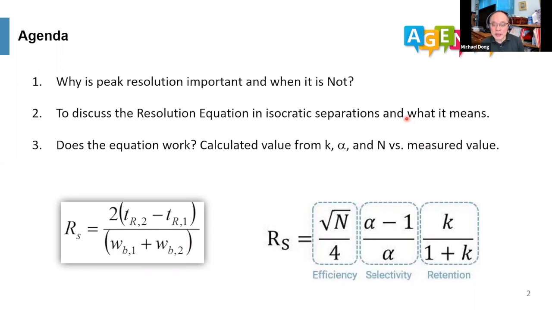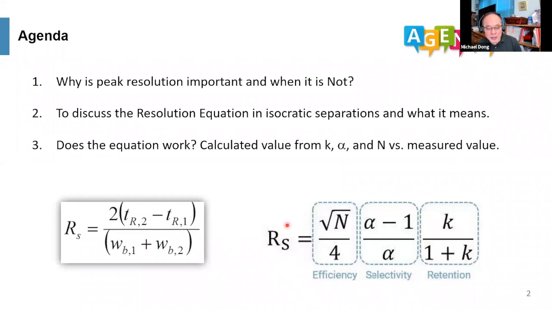Okay, so we're going to use that resolution equation and really define what it means to the user, right? What does it mean to you and me when we're developing a method, right? Why do we need to learn a little bit more about that? Finally, does the equation really work, right? It is not an exact equation, it's an estimate. We're going to show you that it does work pretty well by showing you a case study where we do the calculation from this equation and then compare it to the measured value.